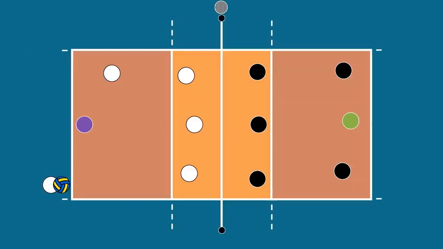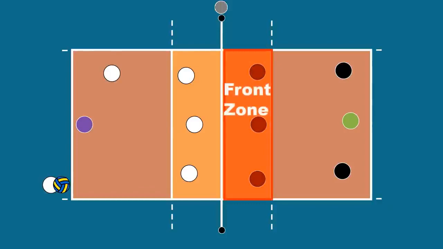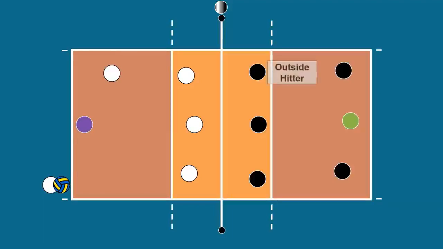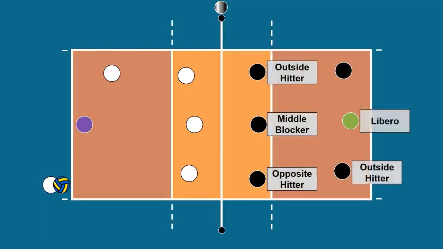So let's talk about volleyball positions. On the volleyball court, we'll talk about the black team here. This area is known as the front zone and the other area is known as the back zone. So mostly you would hear front zone, back zone. And then there are the positions: outside hitter, blocker, and others. Let's talk about them in detail.